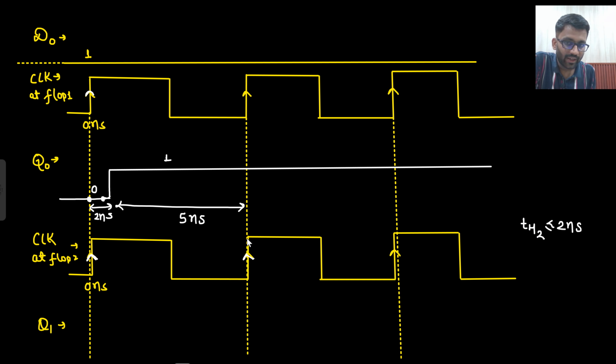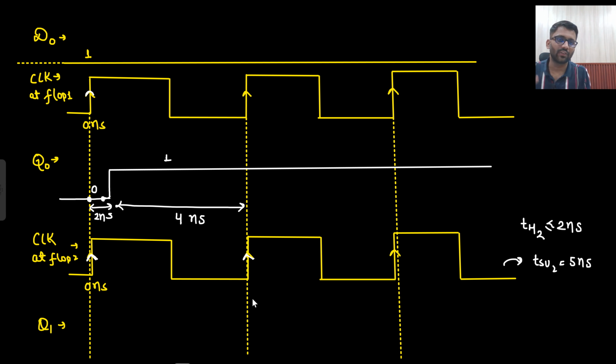So from here to backward 5 nanosecond, input should be stable. So this is the least requirement. If this window was 4 nanosecond only, what is the setup time? What is the setup time for this? That is 5 nanosecond. Okay.